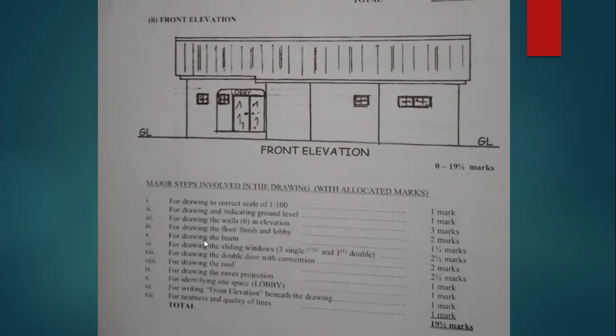Then for drawing the beam, 1.5 marks. So this is where we have the beam. So for drawing the beam, 1.5 marks for that. Then for drawing the sliding windows, 3 single and 1 double, we have 2.5 marks for that. So these are the sliding windows that we have here. So for drawing those windows, we have 2.5 marks for that.